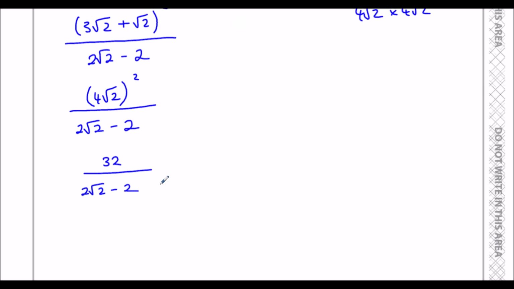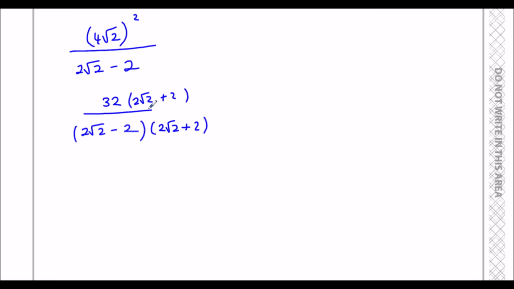And now what I want to do is called rationalizing the denominator. So to get rid of the surd from the bottom, I'm going to multiply top and bottom. To keep a fraction the same, we've got to multiply top and bottom by the same thing. And I'm going to multiply it by 2 root 2 plus 2. So the same as the bottom, just with a different sign. So that's going to get rid of the surd. And I just need to expand these brackets now.